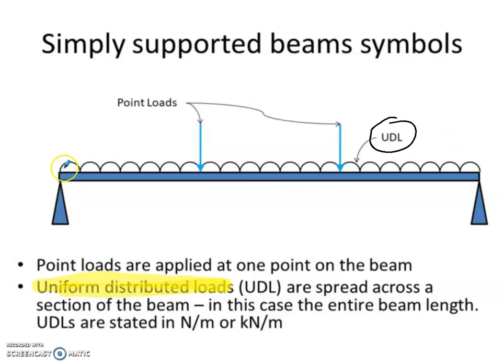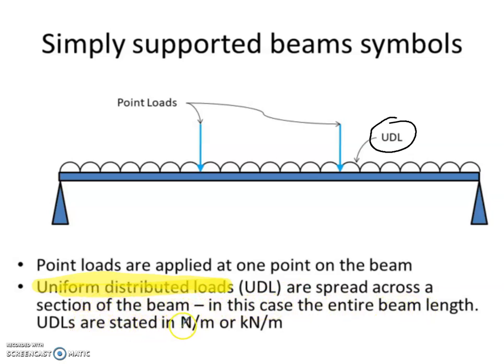Now in real life you could have a UDL acting on one section of the beam, but in most cases the beam will have a UDL across the whole length of it, because the beam itself will have a certain amount of weight, and that will be divided up between its length. UDLs are spread across the section of the beam, in this case the entire beam length.